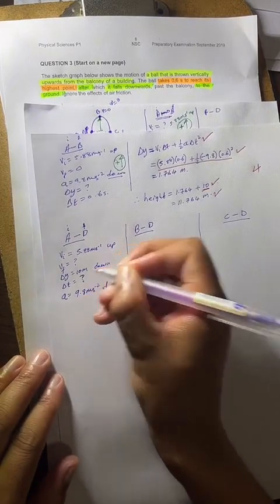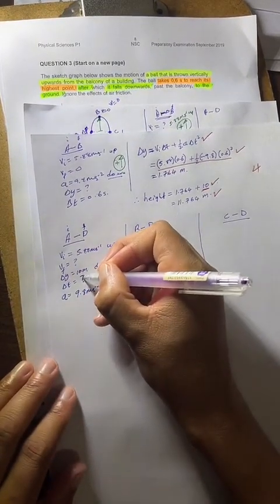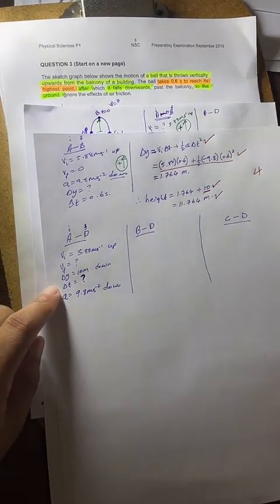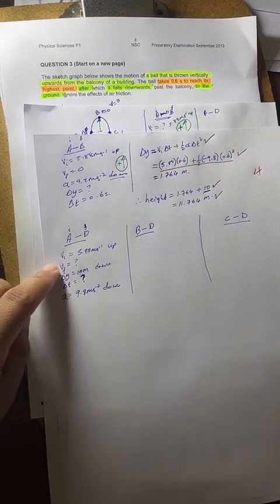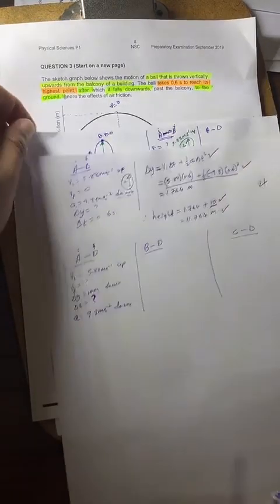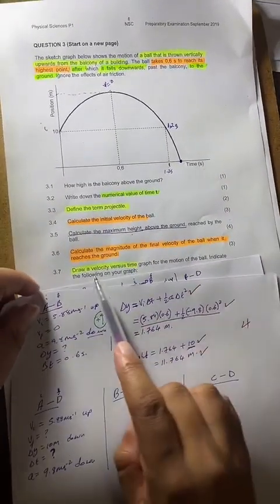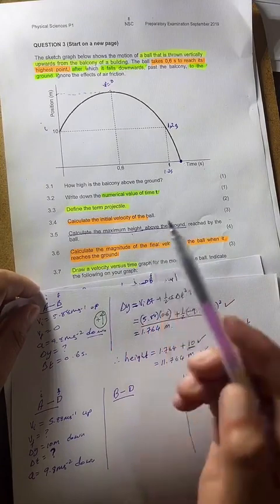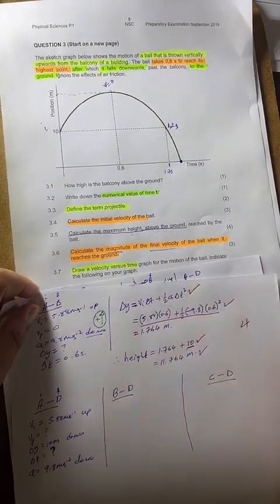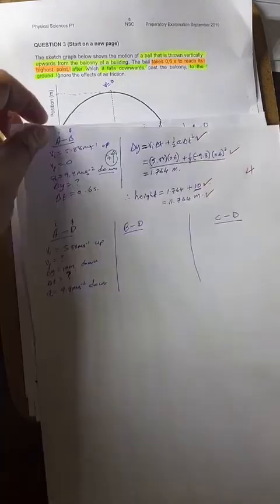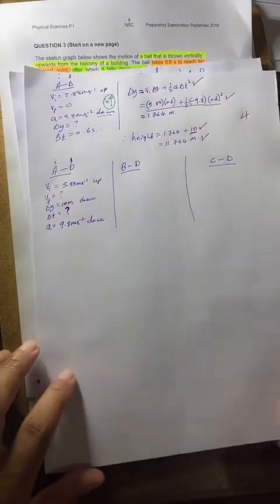Now this already guides us. When we're choosing the formula, we must avoid the formula that contains time, because we don't have time there and we're looking for final velocity. Remember, the question did not ask us to calculate time. We were asked to calculate the final velocity. They want the magnitude of the final velocity when the ball reaches the ground. So let's ignore the issue of time and solve the question now.